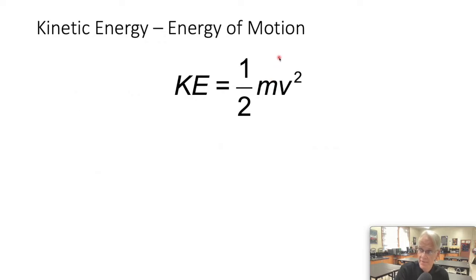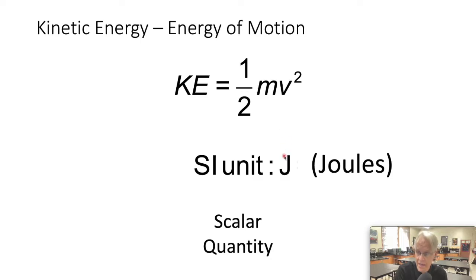So the first type of mechanical energy we'll look at will be kinetic energy, or the energy of motion. Kinetic energy will be defined as 1/2 times the mass times the velocity of that mass squared. Our unit will be a joule, just like our unit of work. Like work, kinetic energy and all forms of energy are scalar quantities. Remember that a scalar quantity is magnitude only. It does not have direction.